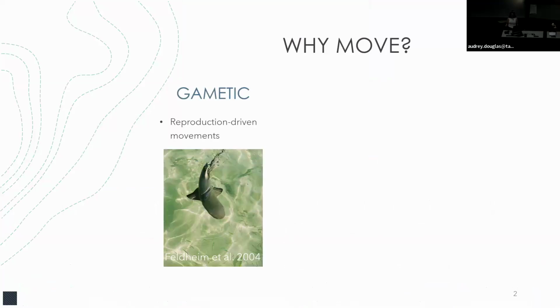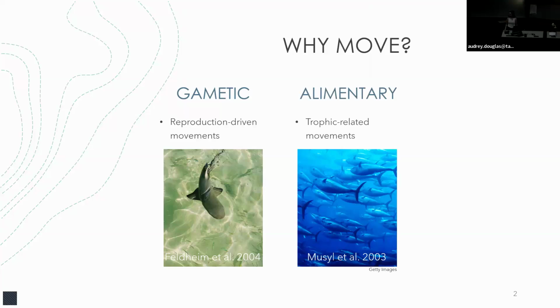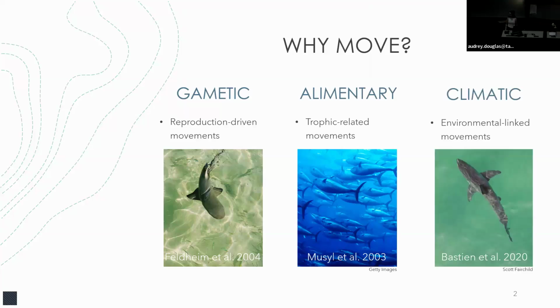The first of these is gametic migrations, which is our reproductive driven movements. We see this in a lot of animals that exhibit natal philopatry, which is when they return to the place that they were born to give birth. Another type of movement or migration is our alimentary migrations, which is seen in large pelagic teleosts such as tuna, where they exhibit vertical diurnal migrations at night to forage and feed. The last of these is climactic migrations, which is our environmentally linked movements.